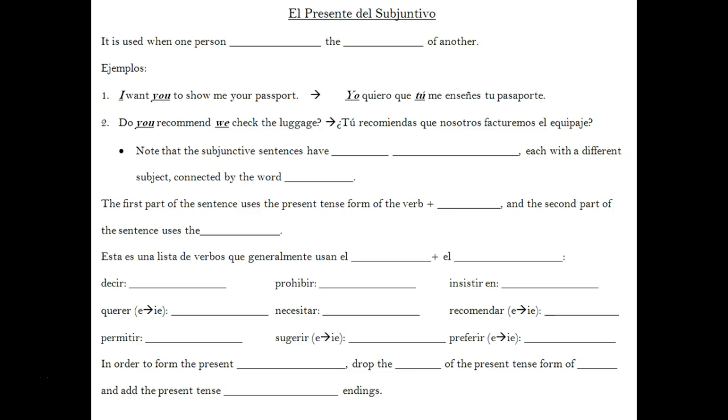El presente del subjuntivo. It is used when one person influences the actions of another. Ejemplos. I want you to show me your passport. Yo quiero que tú me enseñes tu pasaporte. Do you recommend we check the luggage? ¿Tú recomiendas que nosotros facturemos el equipaje?